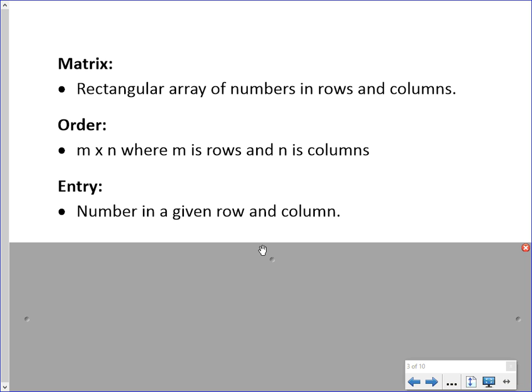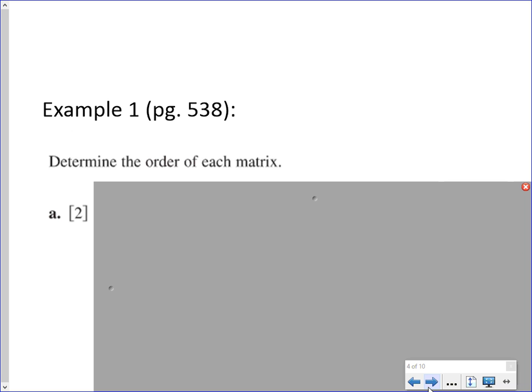Okay, so I think our first example is from the textbook, and I don't know that you necessarily have to write this down. If you want to jot it down with us, you can, but it's on page 538. It's example 1, and we're just going to do 4 different problems and name the order. So remember, order is really the dimension. It's m by n. You need to say to yourself during this chapter, row by column. That's how you name the order, row by column, row by column.